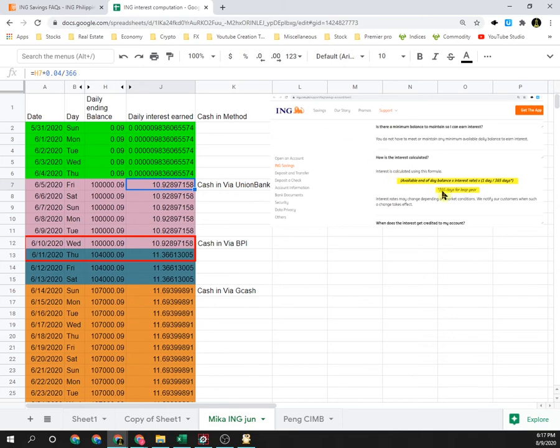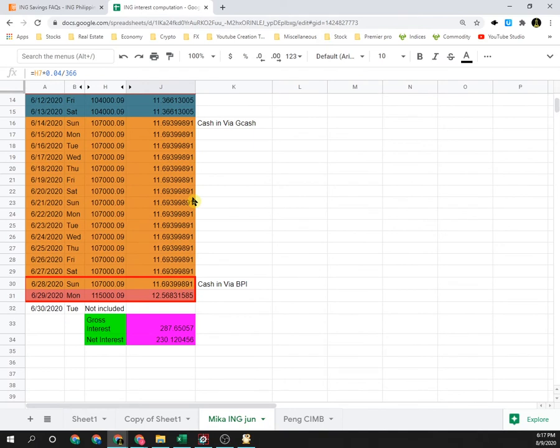And the total daily interest earned for the month is paid out to the depositor at 11 p.m. on the last day of the month. This is the computation for the June interest payout.